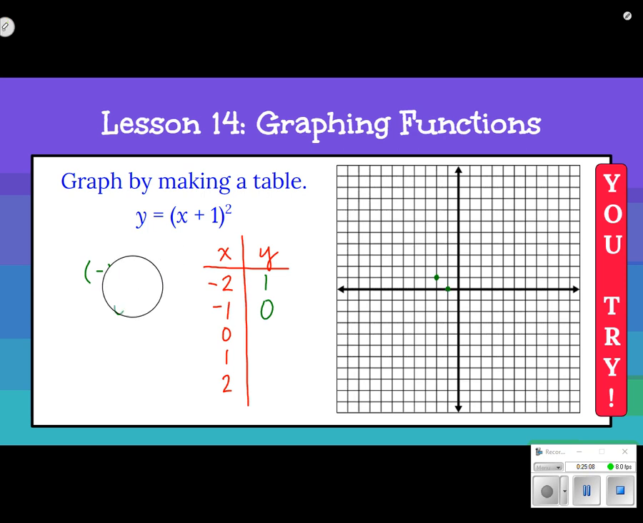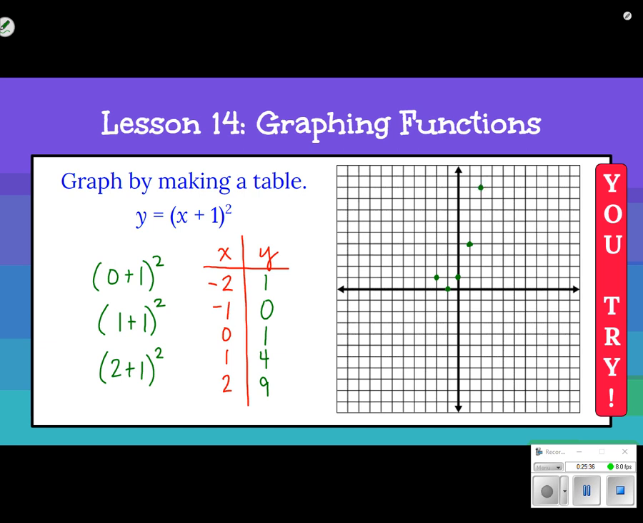And then let's do 0. 0 plus 1 is 1. 1 squared is 1. 1 plus 1 is 2. 2 squared is 4. 2 plus 1 is 3. 3 squared is 9. I think all of those will fit on there. So I've got 0, 1, 1, 4, and 2, 9.